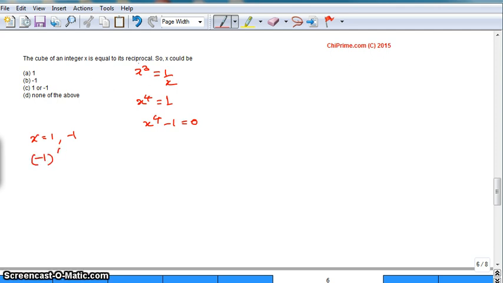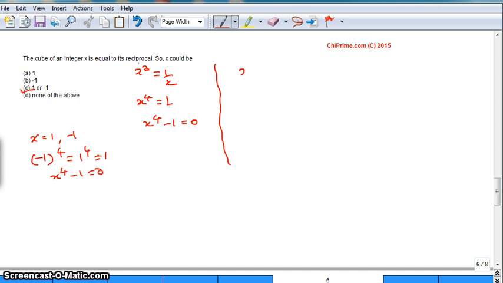So, for example, minus 1 raised to 4 equals 1 raised to 4 equal to 1. So x raised to 4 minus 1 equal to 0 for both these values of x. So the option we want is option C. However, just so we understand how to do our algebra correctly, let's also solve this from first principles.